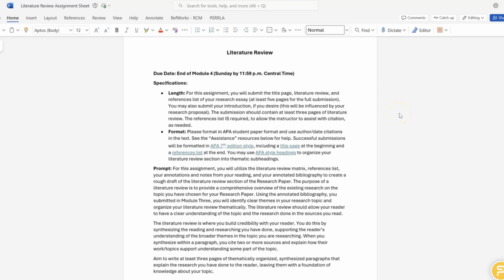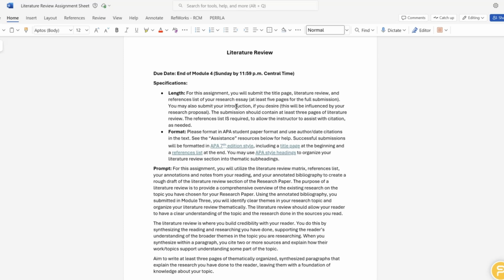Now, let's get into the assignment itself. Your literature review will be at least 5 pages long. That does include 1 page for the title page and 1 page for the references list. You do have the option of submitting your introduction here, just if you wanted some feedback or to start putting those pieces together for your paper, but you do not have to.